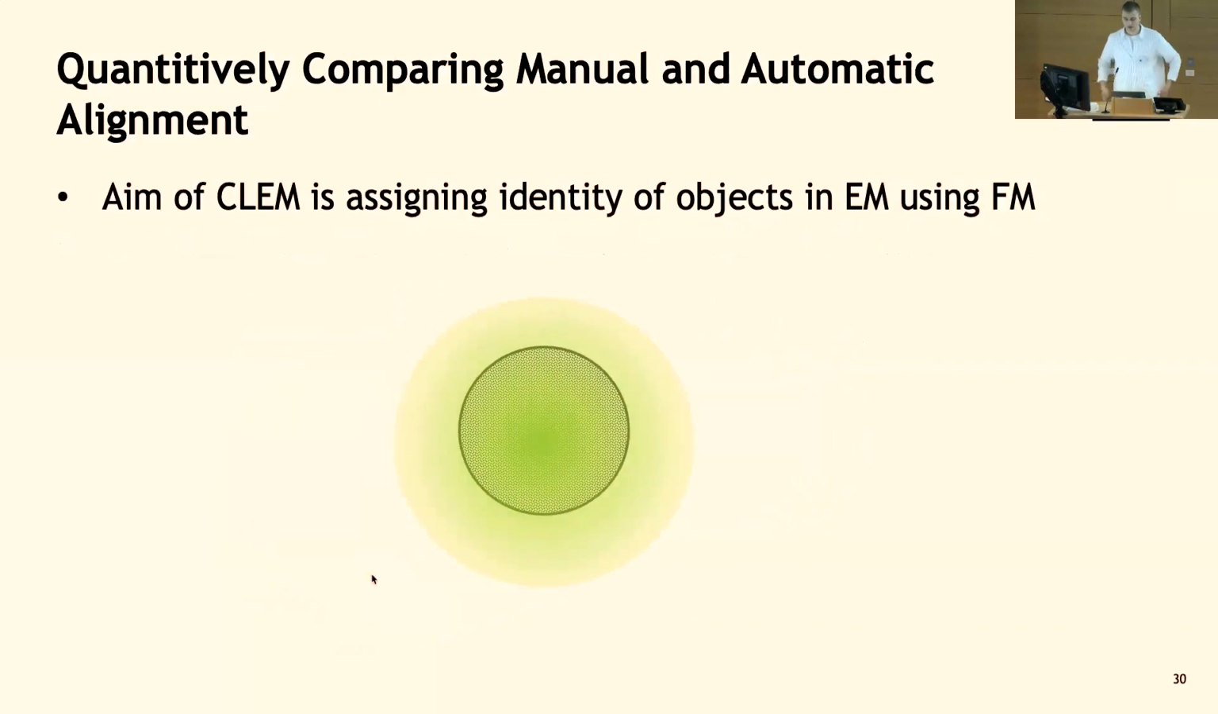And as a quick reminder, ultimately, the aim of CLEM is to be able to assign identity to objects in the electron microscopy using the fluorescence microscopy.